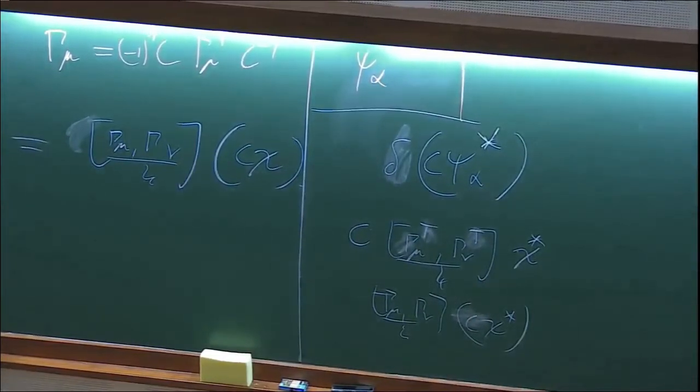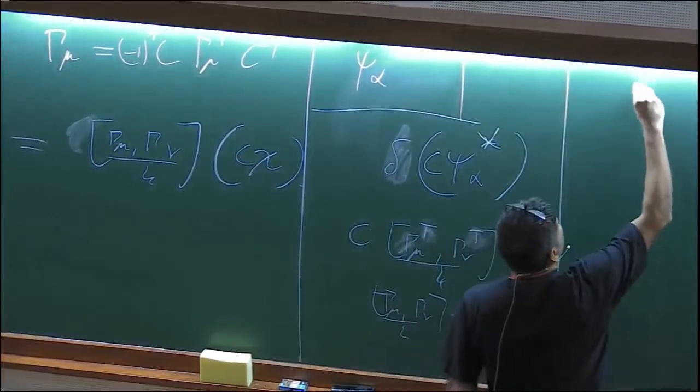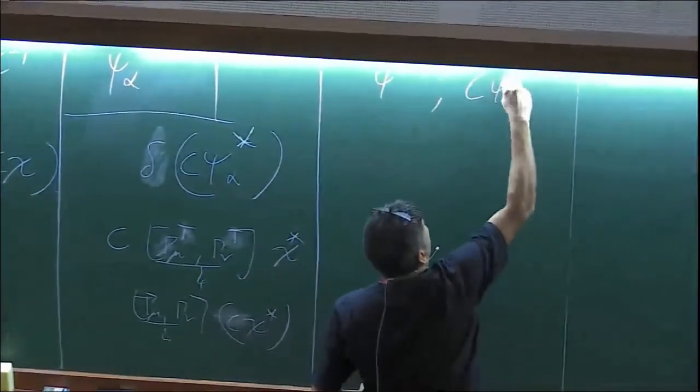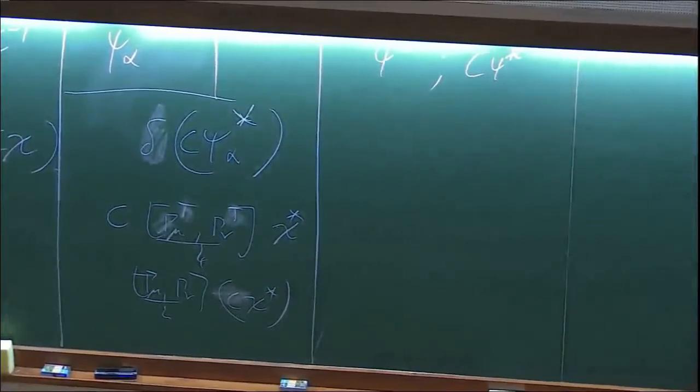Okay? So what is the general rule? The general rule is that if psi is a spinor, C psi star is also a spinor. Another way of saying it is that starring in SO(D) takes a lower index and makes it an upper index. Okay? Great.